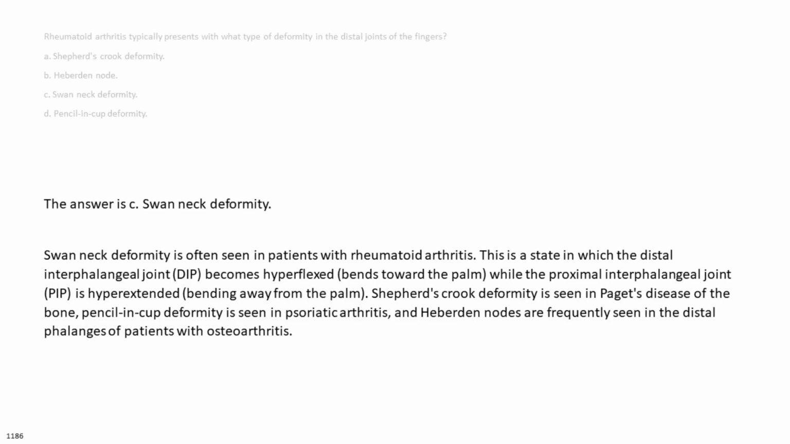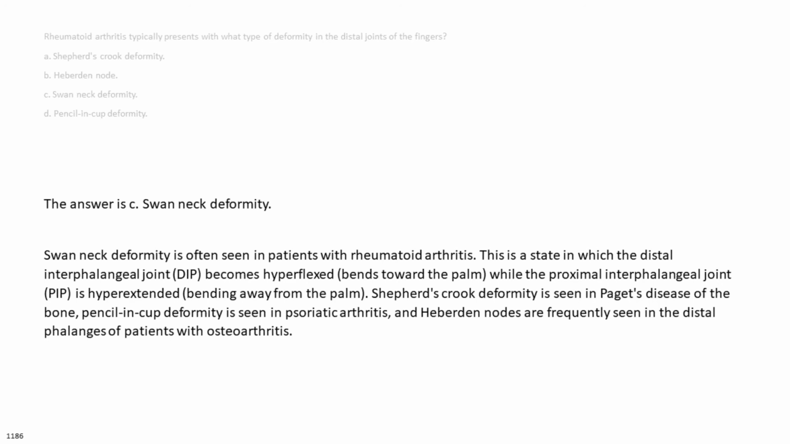The answer is C. Swan neck deformity. Swan neck deformity is often seen in patients with rheumatoid arthritis. This is a state in which the distal interphalangeal joint, DIP, becomes hyperflexed, bends toward the palm, while the proximal interphalangeal joint, PIP, is hyperextended, bending away from the palm.